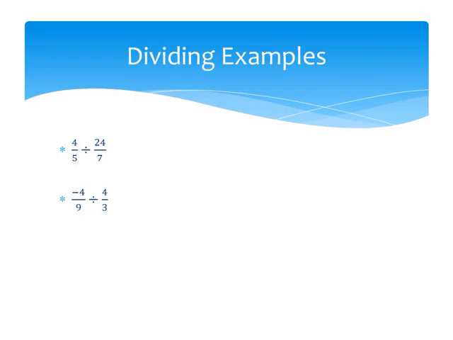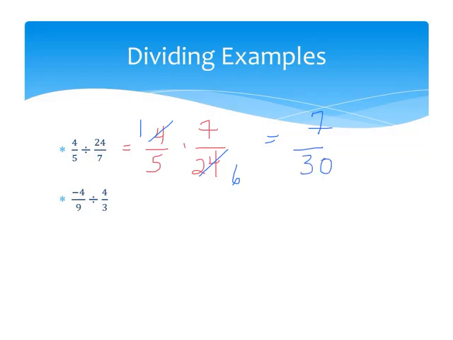So let's look at 2 examples. We're going to take 4/5 and leave it the same. And then I'm going to take the reciprocal of that second fraction. So the 7 is going to become the numerator, and the 24 is going to become the denominator. I still have to use my strategies for multiplication. Look diagonally first. 4 goes into both of them, so I'm going to divide the 4 out. And I end up with 7/30 as the final answer.